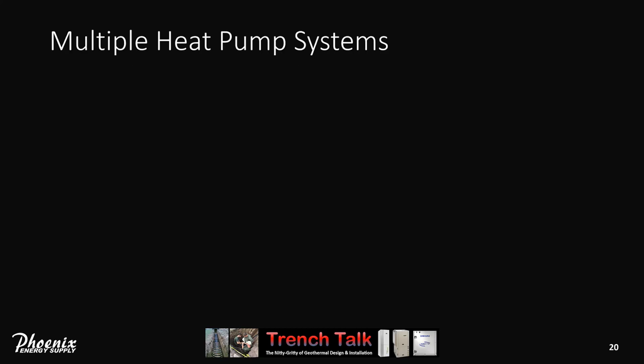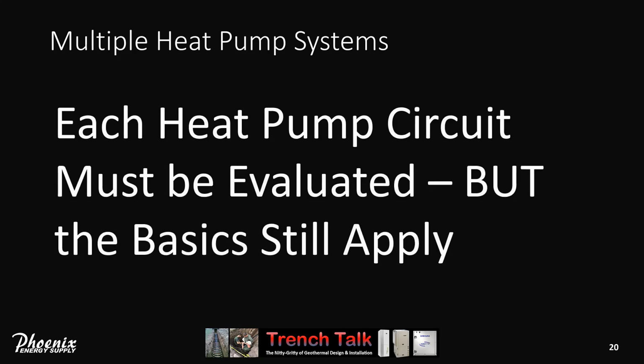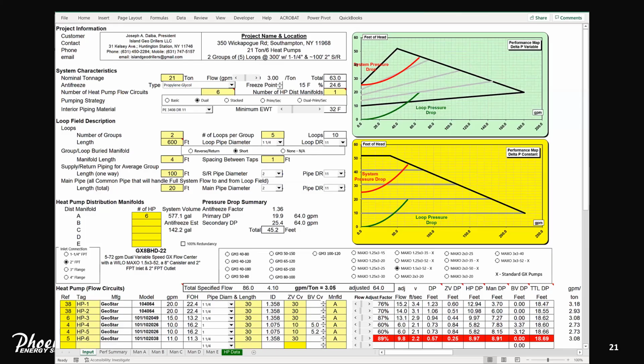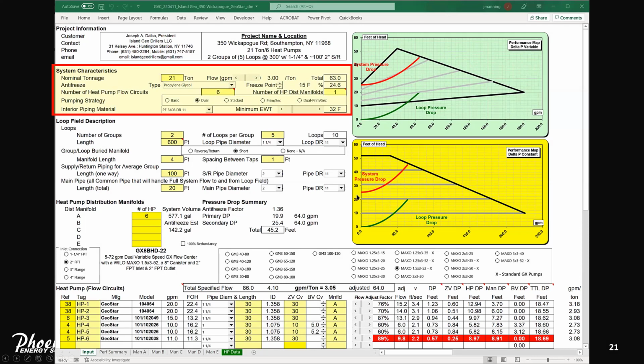Multiple heat pump systems. This is a much trickier calculation. Each heat pump circuit must be evaluated, but the same basic principles still apply. So here's another calculator we use to evaluate multiple heat pump systems. The first section, we try to capture some system details, like how many ton, what kind of antifreeze, how many heat pumps, how many distribution manifolds. We can accommodate up to 5.